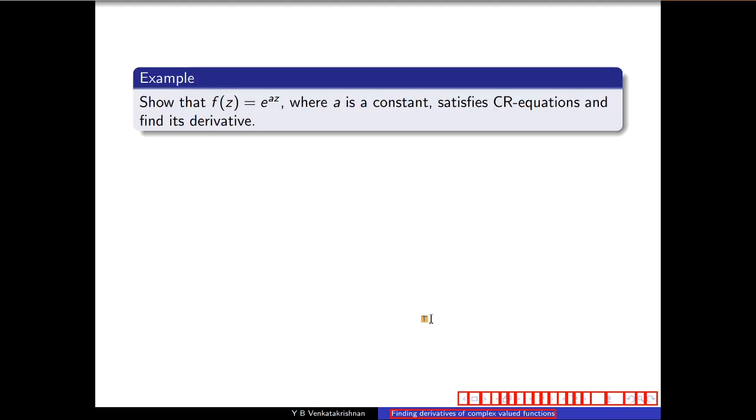So as I told you, the key point is you have to remember the CR equations, remember the formula for f dash of z, and once you can remember any one of the formulas, you can find out f dash of z.